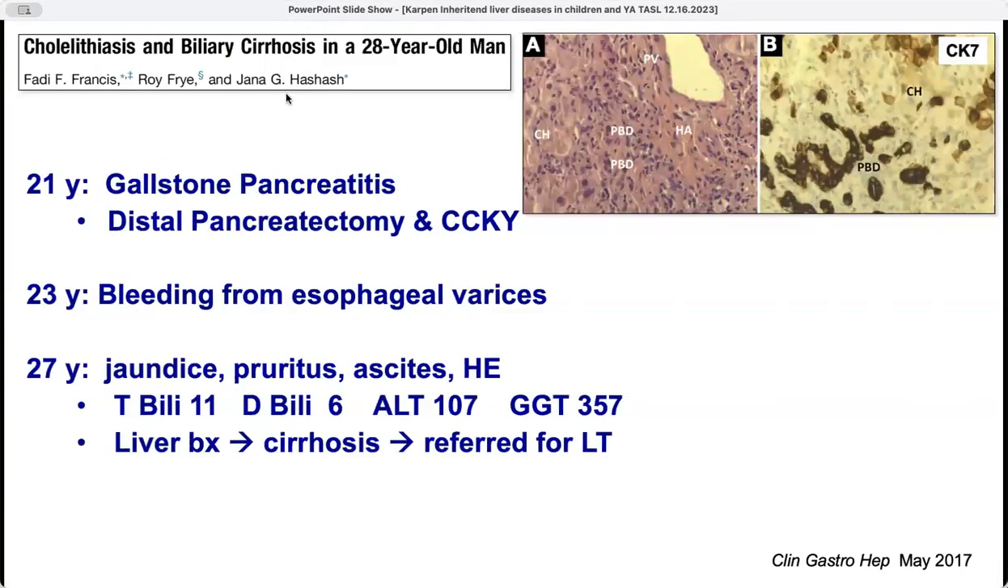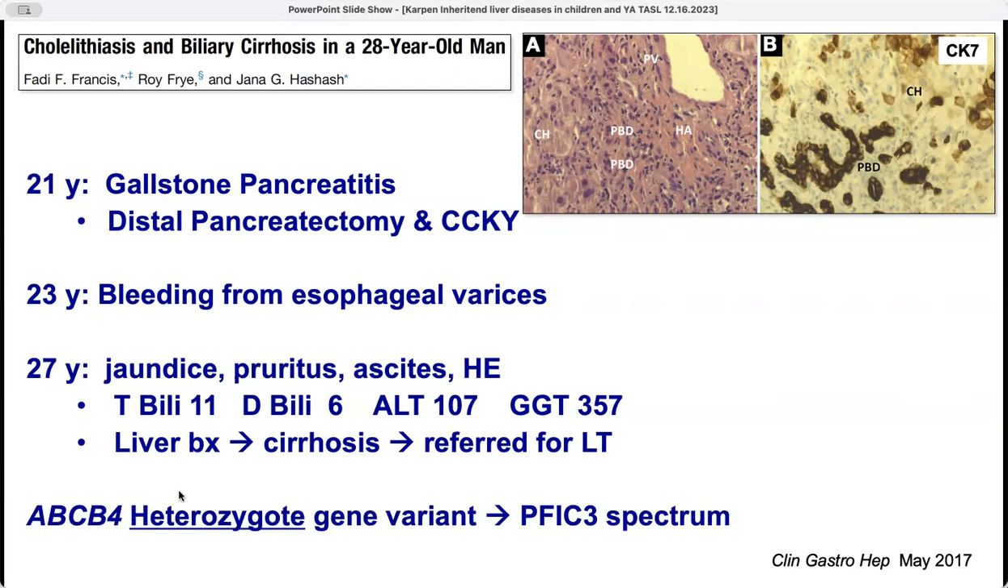Here's a similar example of a patient, 28 years of age. At 21 had gallstone pancreatitis, had a distal pancreatectomy and a cholecystectomy, and bled 2 years later from varices. At age 27 clearly has end-stage liver disease, had a biopsy, etc., and needed to be transplanted. High GGT cholestasis. And this adult, I'm sorry, was a heterozygote. They didn't tell us which one, but it was what was known as pathogenic.